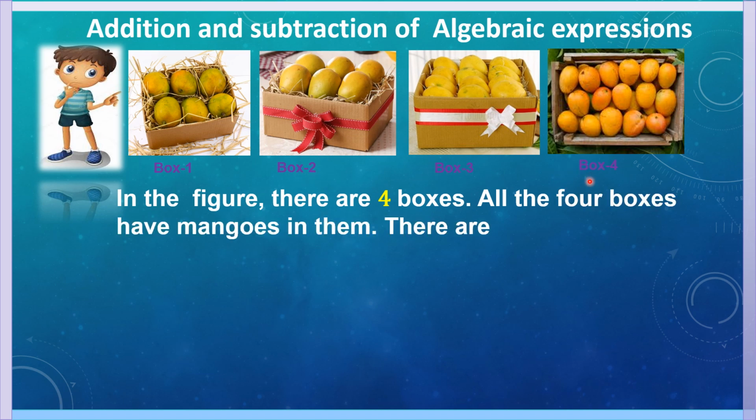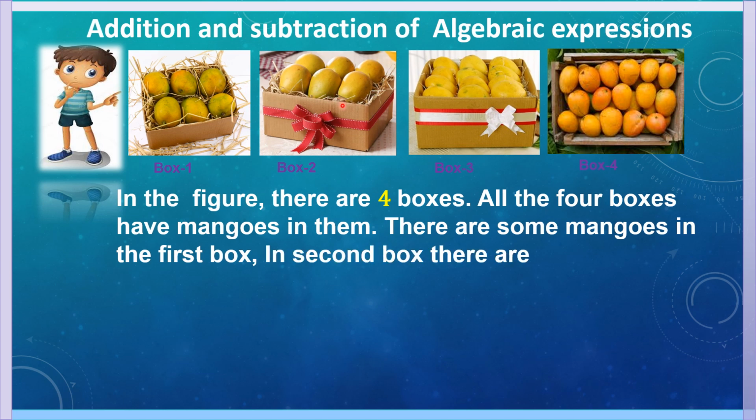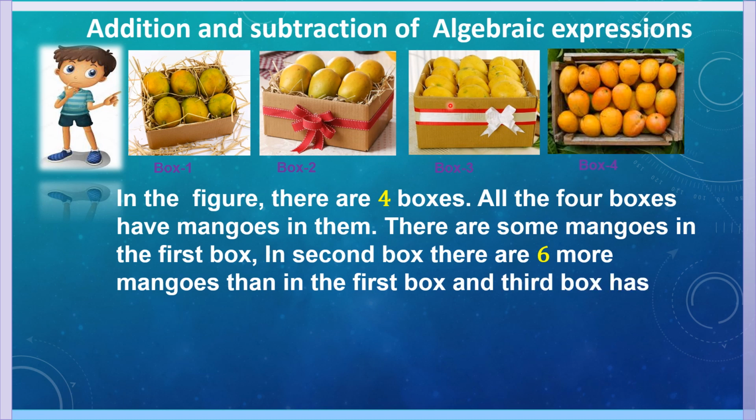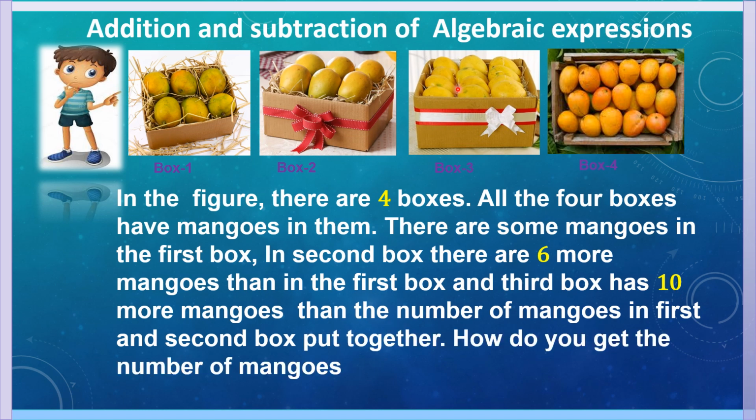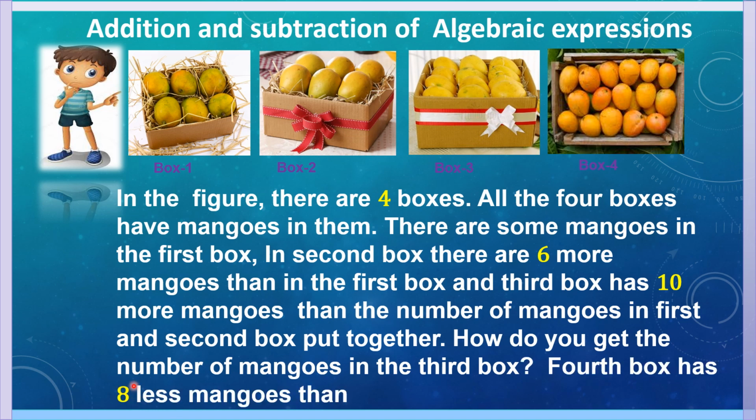There are some mangoes in the first box. In the second box, there are 6 more mangoes than in the first box. And the third box has 10 more mangoes than the number of mangoes in the first and second box put together. How do you get the number of mangoes in the third box? Fourth box has 8 less mangoes than all the 3 boxes put together.